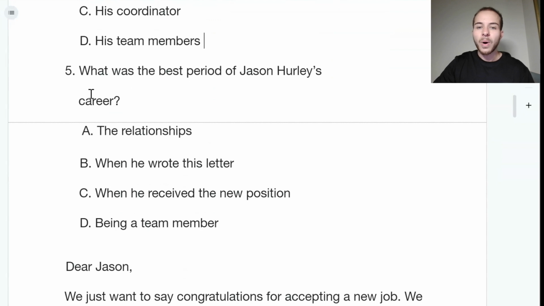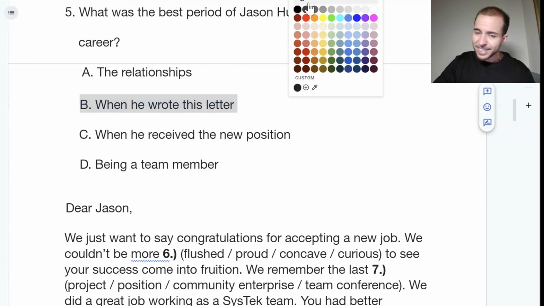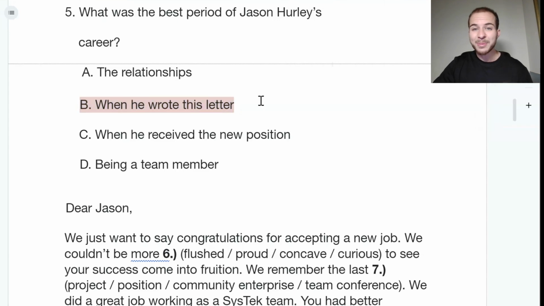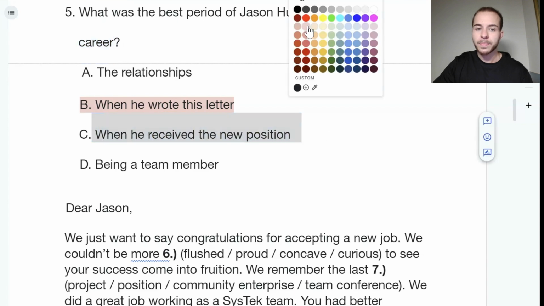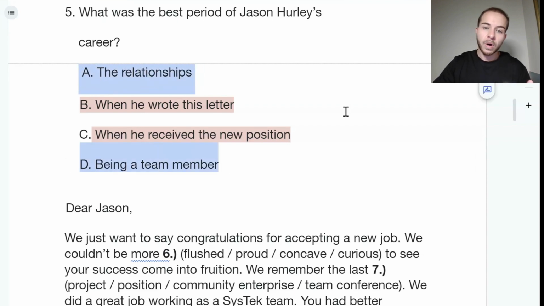5. What was the best period of Jason Hurley's career? Okay, this one, we have to read more between the lines. We could just assume that the best part was not when he wrote this letter, and he did not say that. Now, he's talking about his past career. So receiving the new position, that's his future career. Now we have 2 good options. The relationships with his colleagues or being a team member.